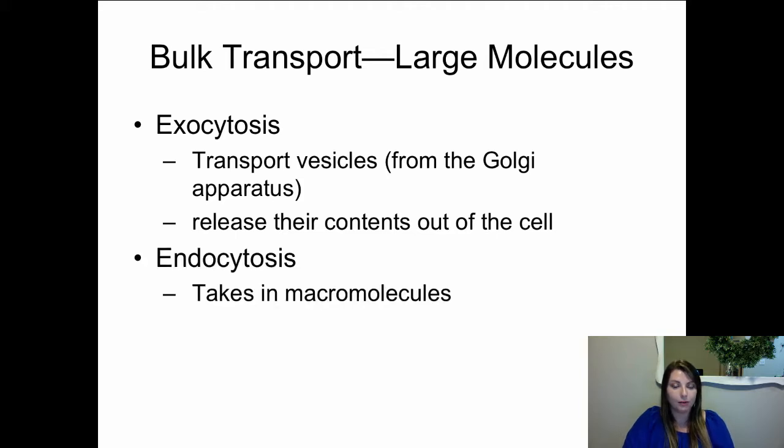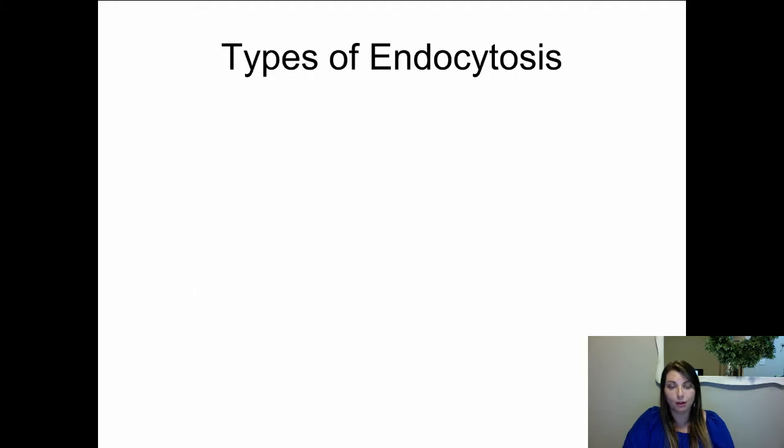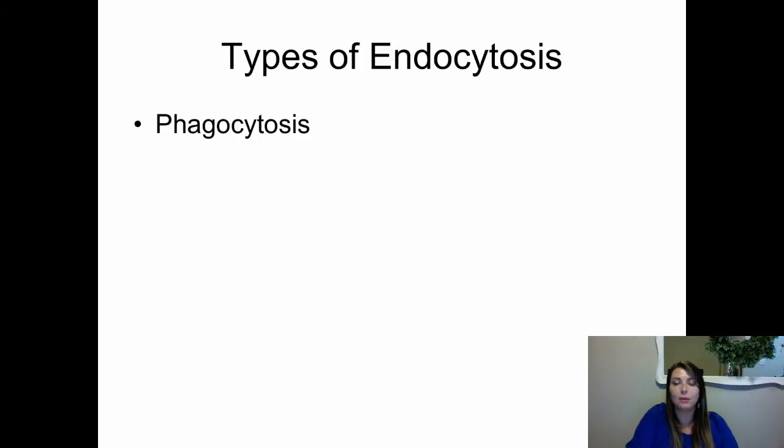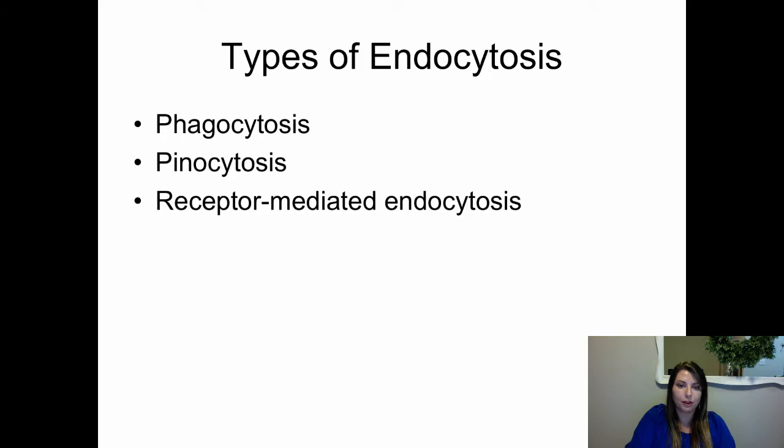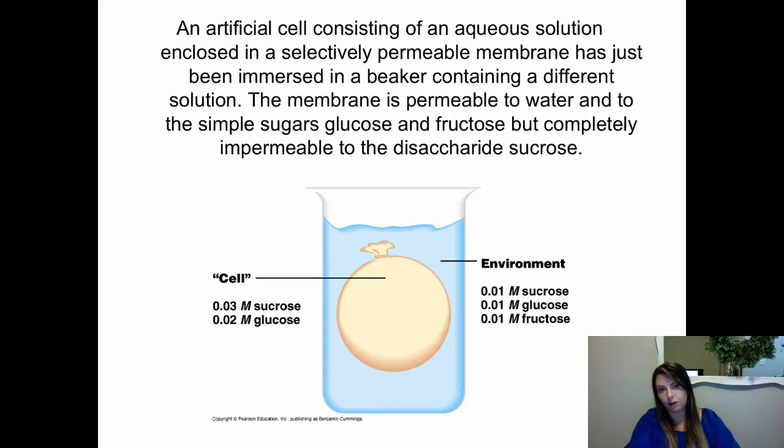Then we have endocytosis, and this is how we take in those macromolecules. There are a couple different types of endocytosis. The first one should sound familiar to you. We have phagocytosis, which is cell eating, and then we have pinocytosis, which is cell drinking. And then we have what's called receptor-mediated endocytosis, which is whenever a molecule will have some receptors on its cell membrane. It'll actually come over to this other cell that will have receptors as well. They'll match up, and a vesicle will form around the molecule, and it'll actually come into the cell.